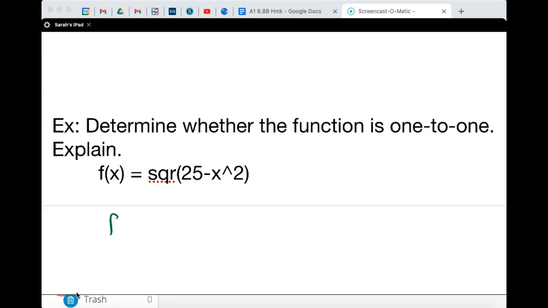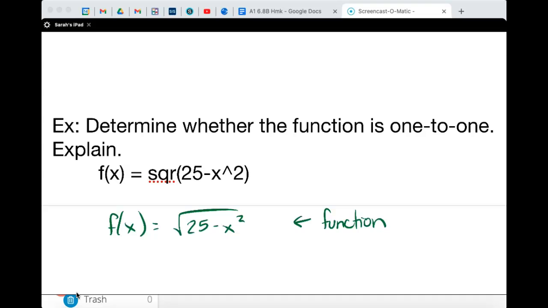So we have this guy, f of x equals the square root of 25 minus x squared. So basically how it's written, I already know it's a function because it's in function notation. So that's nice. But now I need to figure out, is it a one-to-one function, so does every y value have one x value? Or does it pass the horizontal line test if we think about it graphically?